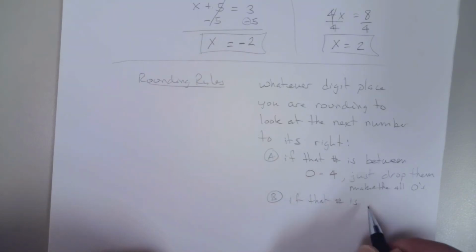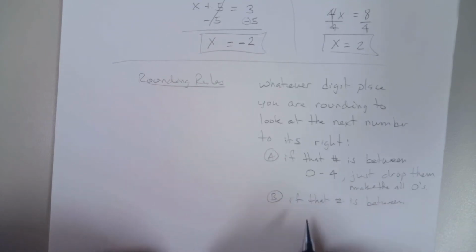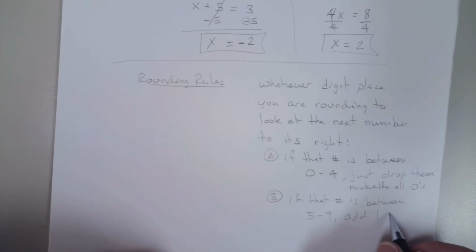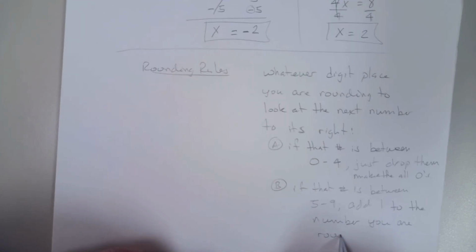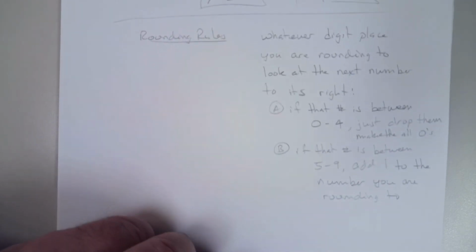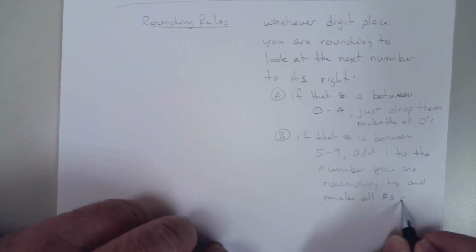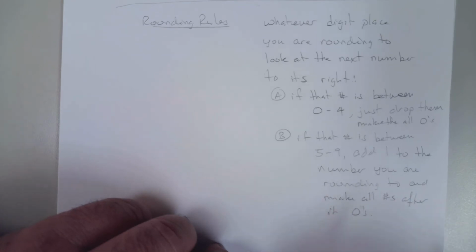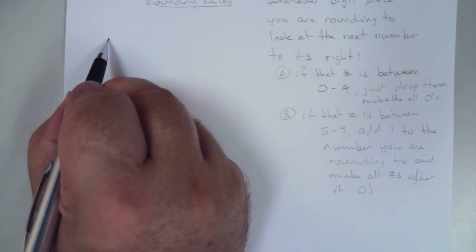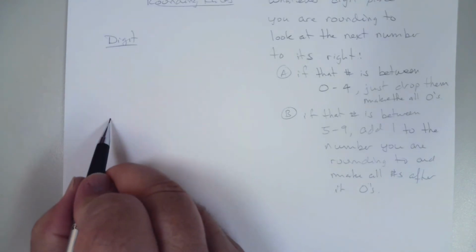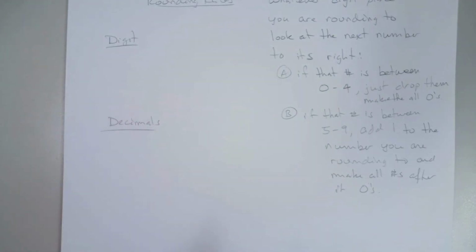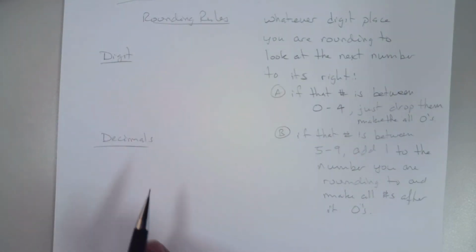If that number is between 5 and 9, add 1 to the number you are rounding to, and make all numbers after it zeros. We have two different types: if it's a digit to the left of the decimal point, or if it's a decimal.